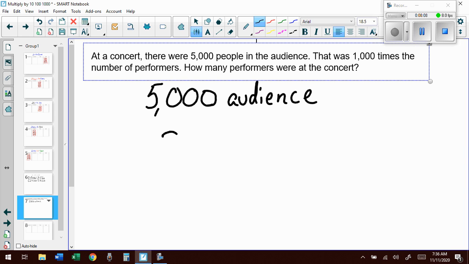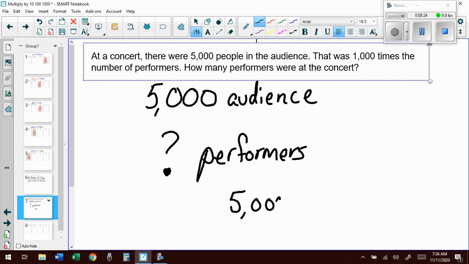But I don't know the number of performers. All I do know is that there were 5,000 in the audience, and that was the performers, or P, because remember in math we're all about abbreviations, times 1,000. Let's read this word problem again and see if I have it right.